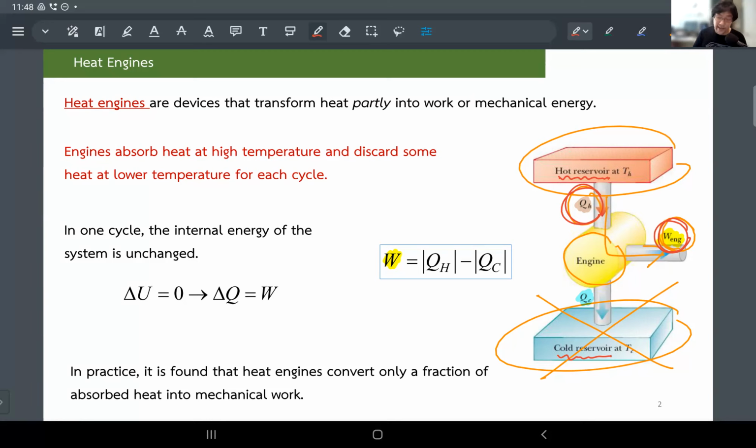Okay, so that will be the next time that we are going to look at the application of the first law of thermodynamics. Sounds like a good plan, guys?